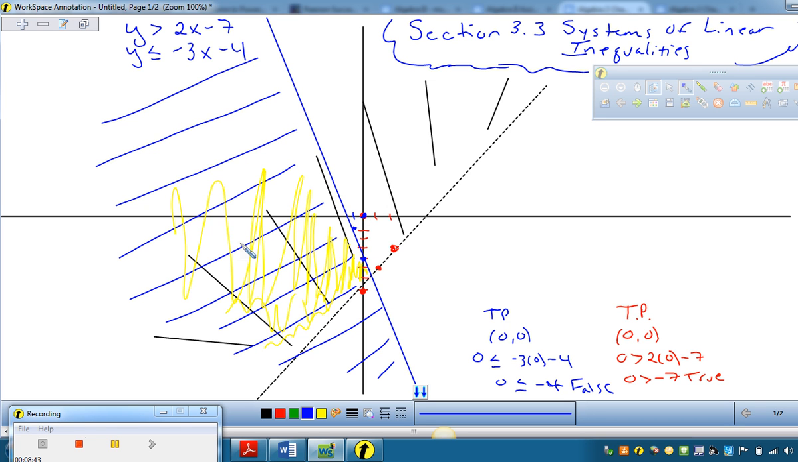Now the solution to the entire system of inequalities is where the shading overlaps. So I've gone over the overlapping region with yellow, and this yellow region is the solution region for the system of inequalities, which means that I can pick any point in that region and plug it into my system, and it will work in both of the inequalities.